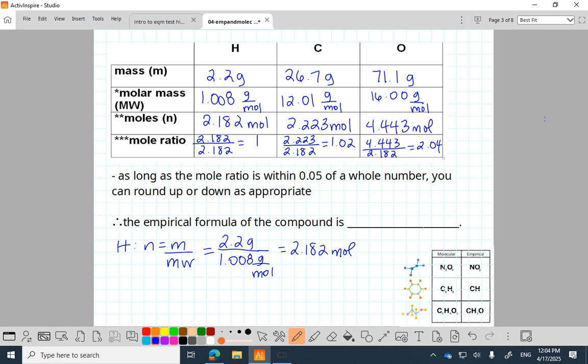One of the elements has to be a 1. Whichever one you have decided is the smallest, that should be the 1. So hydrogen, I'm going to write the 1s in, even though you don't have to. The number of hydrogens is 1.